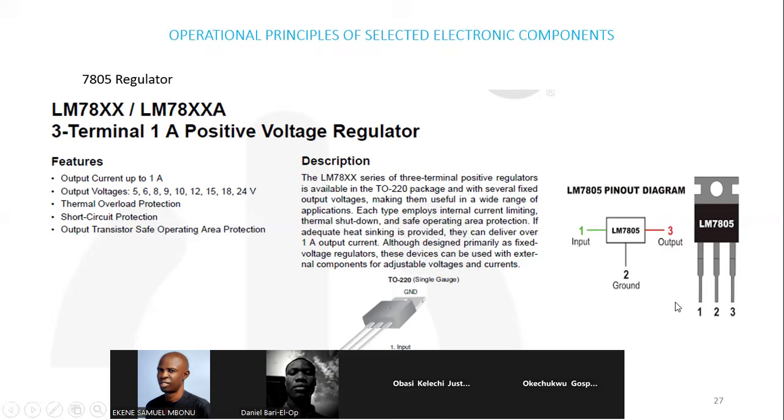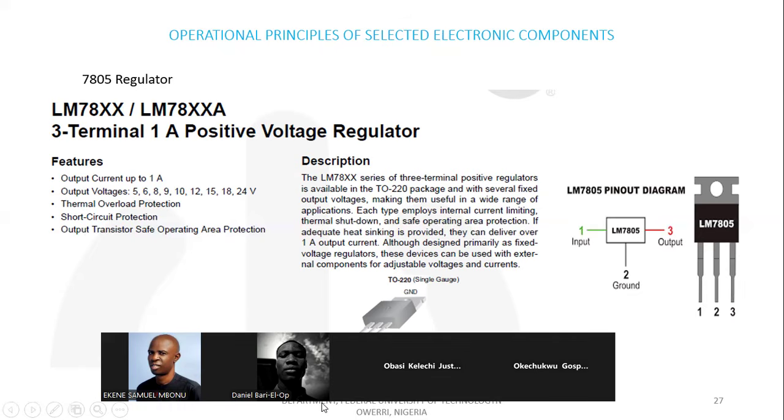Did you get the question? No, sir. I mean, for safe operation of this IC, the input voltage should be at least 3 volts above the expected output voltage. Now, for 7805, what is the least input voltage you are supposed to supply to it for you to get a regulated 5 volts? Okay, 8 volts, sir. 8 volts, that's correct. What of 7815? 18 volts. Good, perfect.